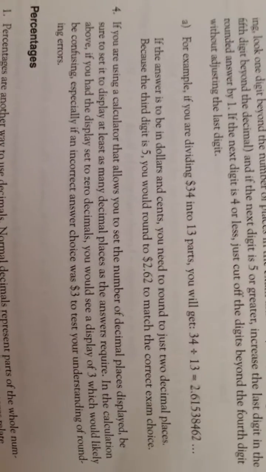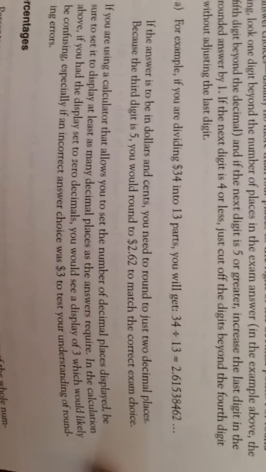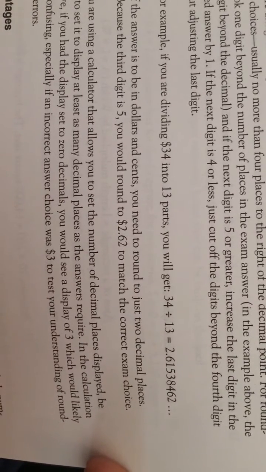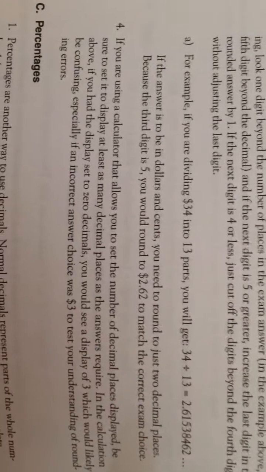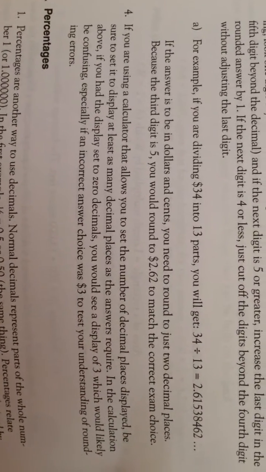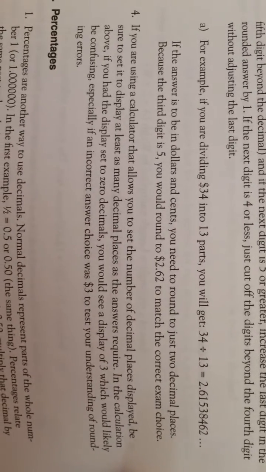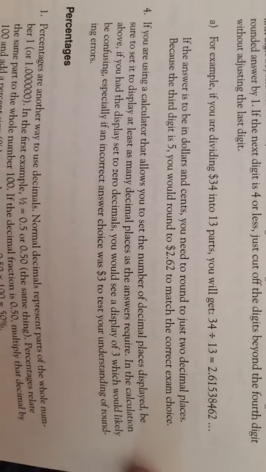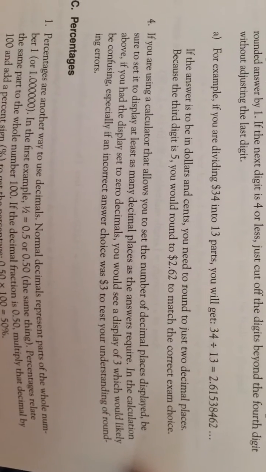For example, if you are dividing $34 into 13 parts, you will get 34 divided by 13 equals 2.61538462. If the answer is to be in dollars and cents, you need to round to just 2 decimal places. Because the 3rd digit is 5, you will round to $2.62 to match the correct exam choice.